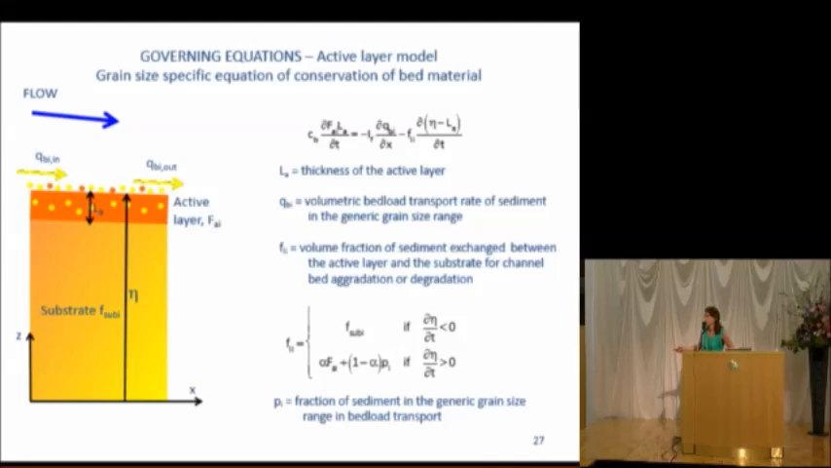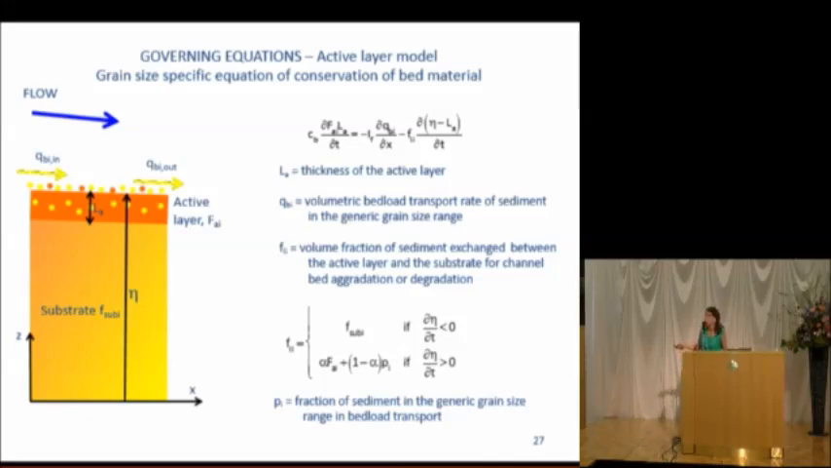What we implement is a Hoey-Ferguson formulation where we have this magic alpha parameter here in the case of channel bed aggradation, which tells us that the grain size distribution of the sediment transferred to the substrate during aggradation is a weighted average between the fraction of sediment in that grain size range in the active layer and in the load. In the case of erosion, just substrate material goes in the active layer.